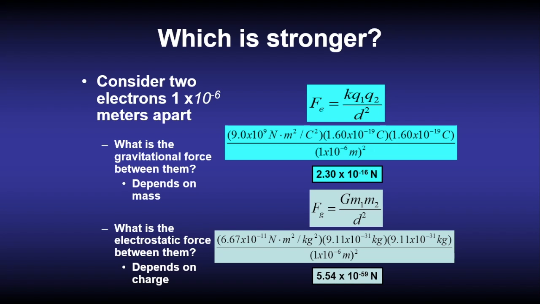We do the math and we figure out that the electrostatic force between two electrons is 2.3 times 10 to the negative 16th, and the gravitational force is 5.54 times 10 to the negative 59th newtons. We can clearly see that the electrostatic force is a lot bigger than the gravitational force, meaning that the electrostatic force is what's keeping those two electrons apart.